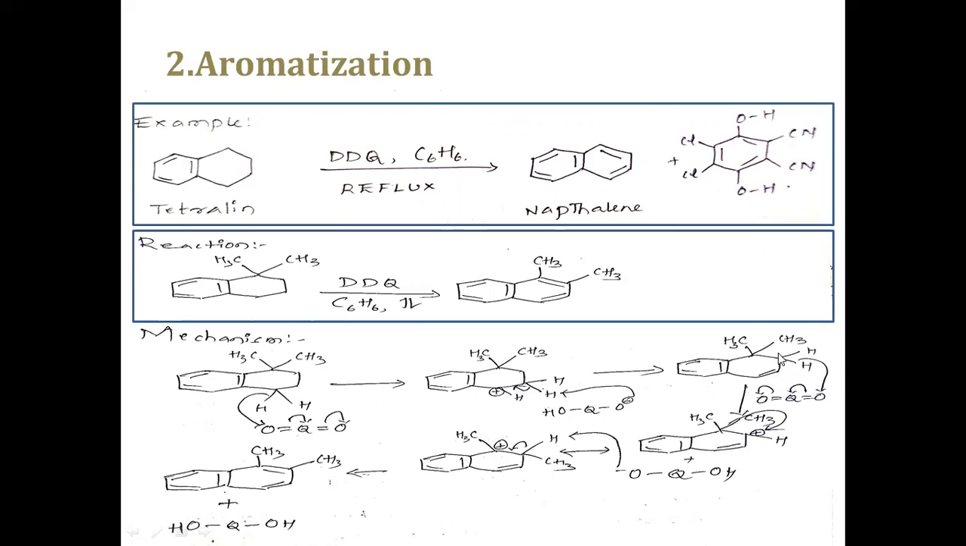Next, this position here becomes an allylic position. With respect to this double bond, this is allylic, and this is an allylic CH. So it is an active CH function. Now DDQ abstracts hydrogen from this active CH as a hydride ion.